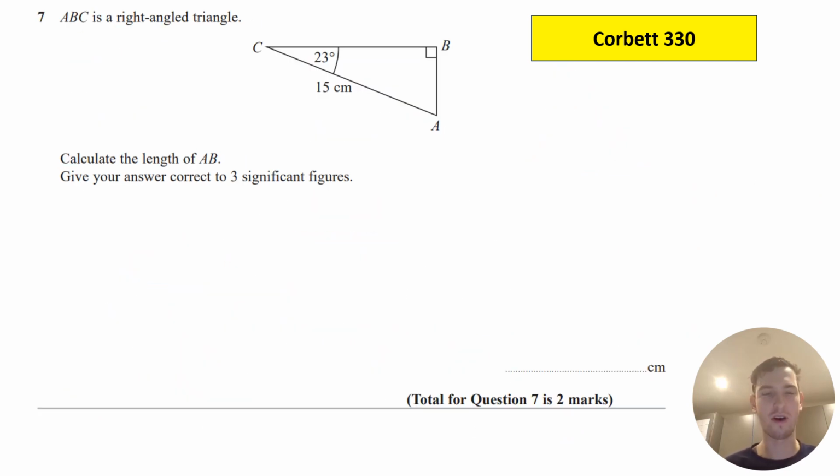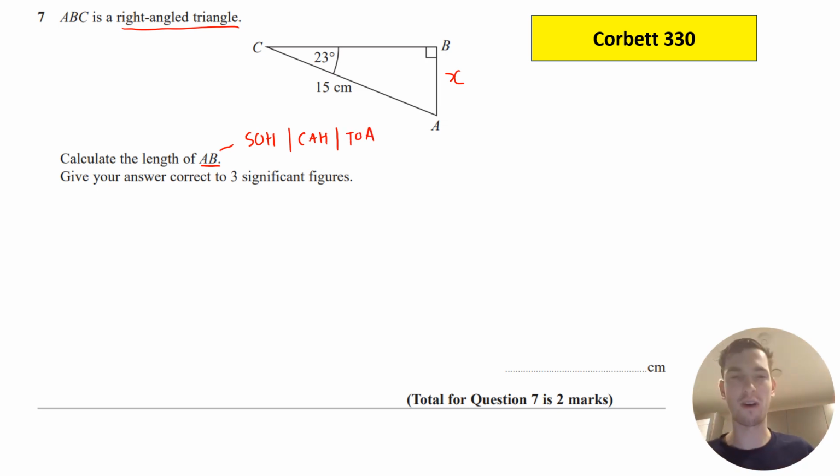Question 7. Okay, I've got a right angled triangle. So I know it's either going to be probably Pythagoras or SOHCAHTOA. Okay, calculate the length of AB. Let's mark on that length AB. Let's call it X. And because I've got an angle, I think I'm going to be using SOHCAHTOA. It's not Pythagoras because I've got an angle and I've only got one side length. So I need to figure out which of these to use.